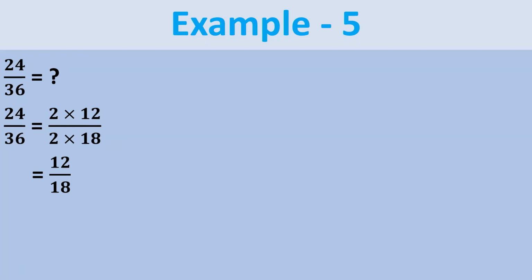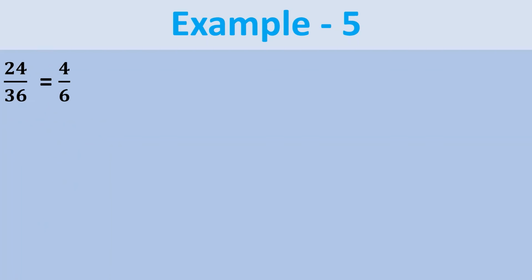How to reduce it again? We know that 12 and 18 are divisible by 3. So we are going to write it as 12 is equal to 3 times 4 and 18 is equal to 3 times 6. Cancelling the 3 from both numerator and denominator, we get 4 by 6.